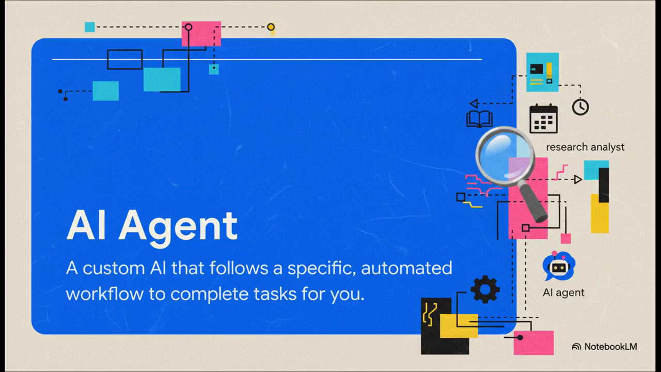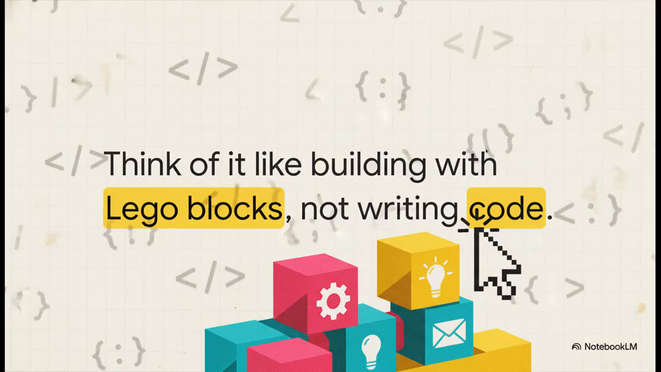Before we get too deep, you hear this term AI agent thrown around a lot. What does it actually mean? It's really simple. Just think of it as your own personal AI employee. You give it a very specific set of instructions or workflow, and it just follows them to get stuff done for you 24/7. Seriously, just forget everything you think you know about coding. The best way, the absolute best way to picture this is like building with Lego blocks. Each block does one specific thing, and you just click them together to build whatever you can imagine.